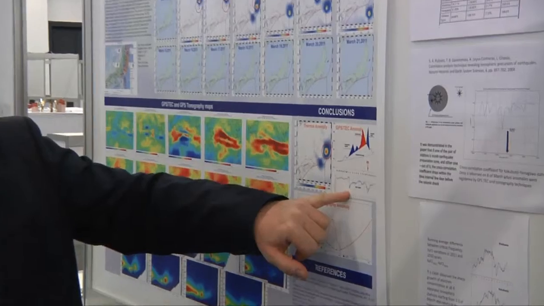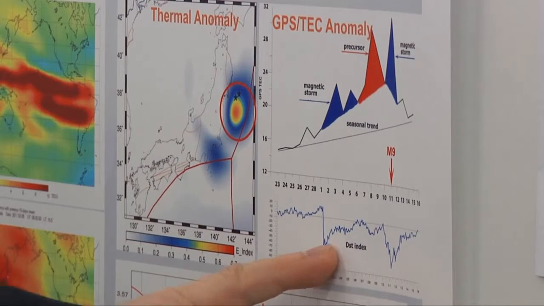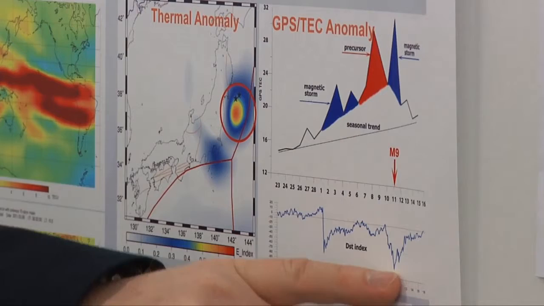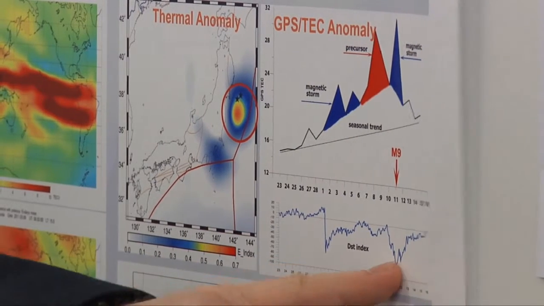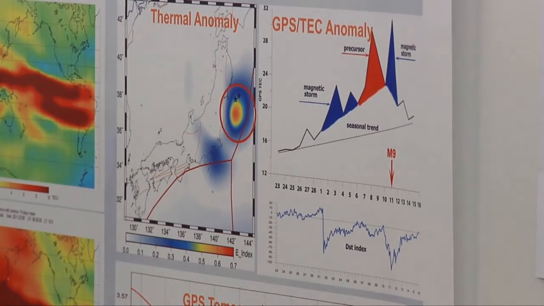One of the indicators of a geomagnetic storm is the global equatorial geomagnetic index, which is named Dst. And this is a graph of this geomagnetic index. When we have a sharp drop, this means the start of a geomagnetic storm. And then we have the recovery phase. We have quiet geomagnetic conditions, and then the next storm, which happened exactly at the moment of the earthquake. So that's very interesting.